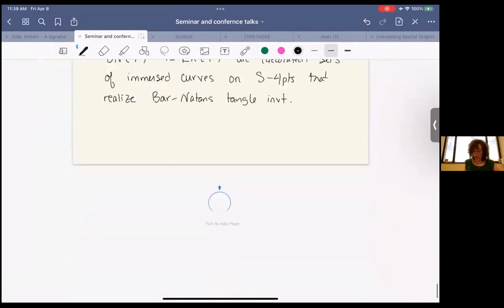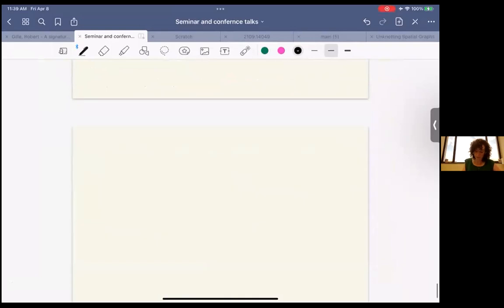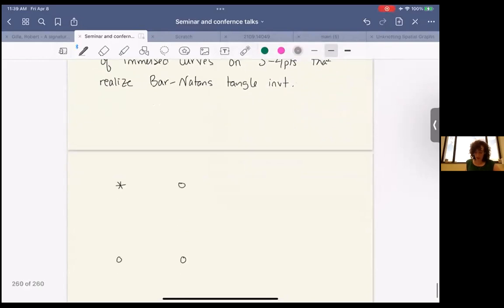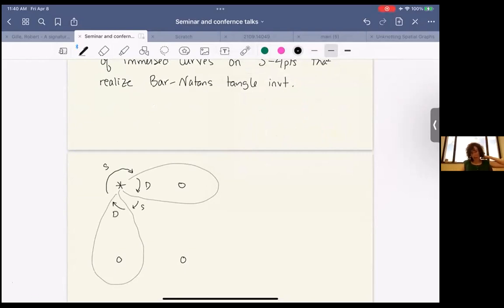Here's what a picture of one of these tangle invariants looks like when you produce it as an immersed curve. Here's my four punctured sphere, and one of the punctures has been designated as special. And I parameterize it with some little gray arcs. There are going to be some labels on here that out of context probably don't mean anything, but I'll include the labels for now. Anyway, the Khovanov tangle invariant for the infinity tangle is going to be an immersed curve that looks like this. And it intersects this parameterization in these two points.